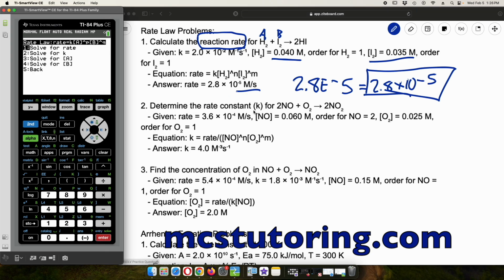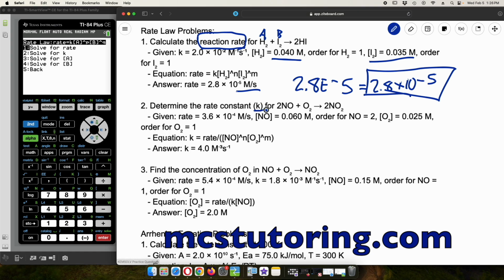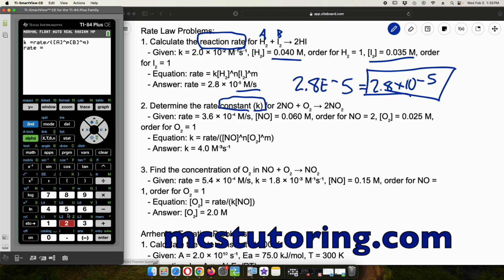Okay. Now, determine the rate constant, which is K, for 2 NO plus O2 yields 2 NO2. I think we're talking about nitrates here. So we're solving for the constant K, the rate constant, and the rate itself is 3.6. That's going to have to be given to you, times 10 raised to the -4. I think again, we use the symbol raised to the here above the division symbol. It's a caret. I don't want to get into it. Flame me in the comments if you think I'm wrong.